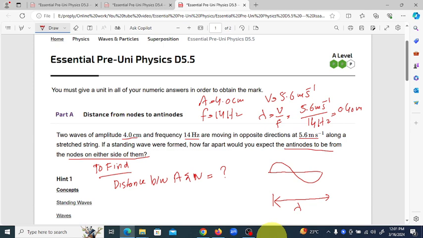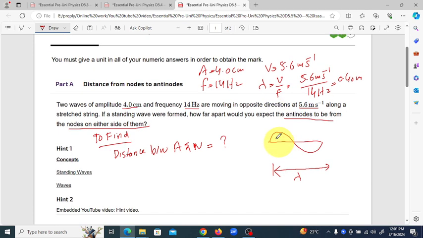Now we have the value of the wavelength. The wavelength is from this point to the highest point; this is the complete length of a wave. This point is a node, this point is an antinode, this point is again a node, this point is an antinode, and then again we have a node. We must find the distance between node and antinode, or antinode to node, which is the same distance.